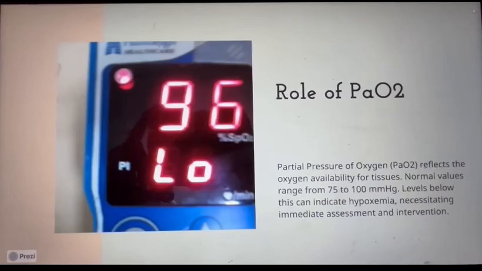Role of PaO2. Partial pressure of oxygen reflects the oxygen availability for tissues. Normal values range from 75 to 100 mm of Hg. Levels below this can indicate hypoxemia and necessitate immediate assessment and intervention.